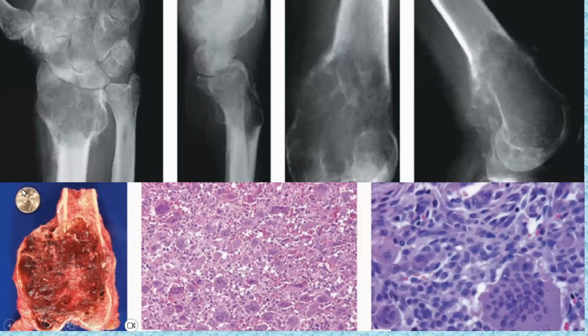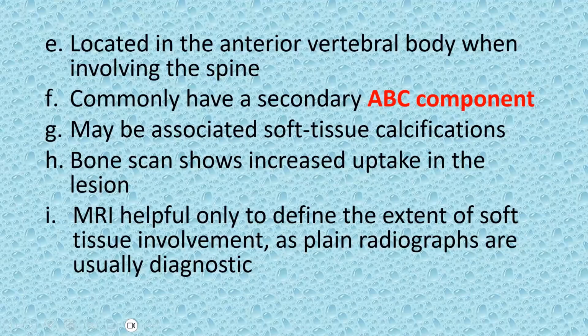It's located in the anterior vertebral body when involving the spine. It can also involve the sacrum, but the difference between it and the chordoma is the chordoma is usually central, while a giant cell tumor is usually unilateral or slightly lateral, not central. It may be associated with soft tissue calcifications. They commonly have a secondary aneurysmal bone cyst. Bone scan shows increased uptake in the lesion. MRI is helpful only to define the extent of soft tissue involvement, as plain radiographs are usually diagnostic.